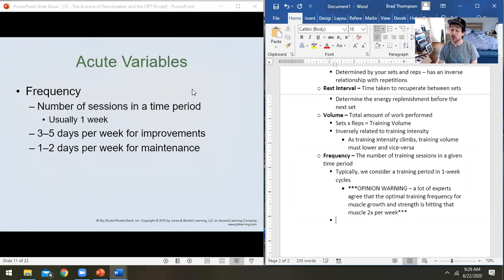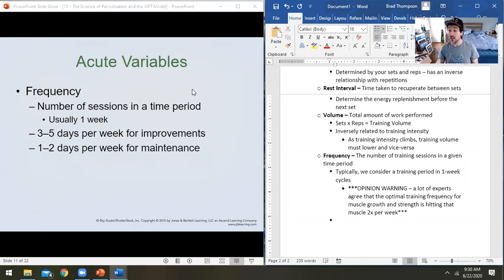And if you want to read some really good articles, read anything by Brad Schoenfeld, James Krieger, and Brett Contreras. Those are the three big guys.